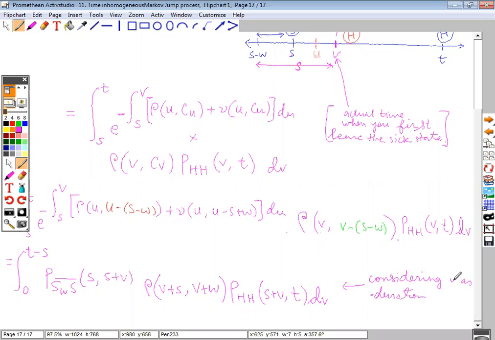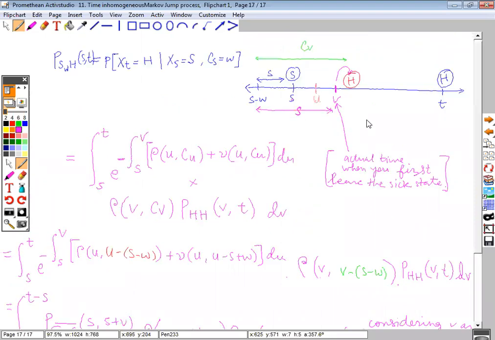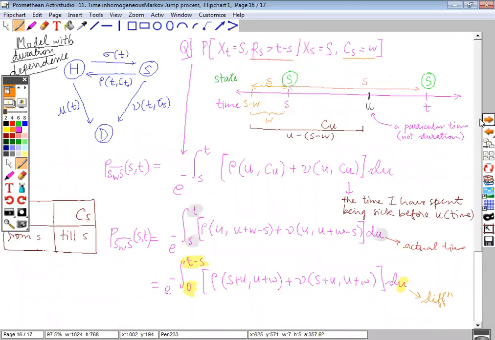So again, if you're considering V as duration, your u and all the other stuff will also become duration. So when you say that you're making this transition at time V plus S, this is just the duration that you have added to S. So not another time that you're adding to S. This is the duration that you're adding to S. And so will be the case here as well. So again, I just hope this made sense to you guys. I know this can be a bit tricky, so you'll have to go through this at least once or twice.